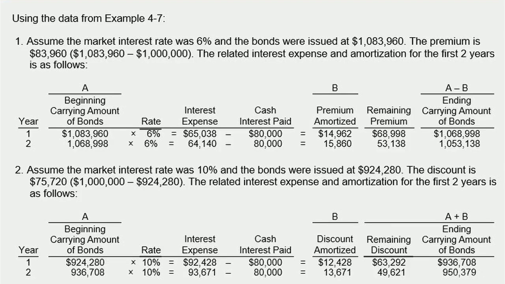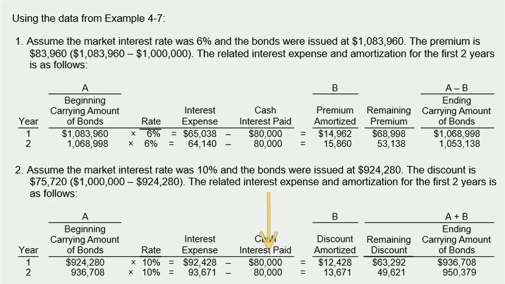Now, let's look at the second table, where the market scenario is inverted. Here, the market rate was 10%, so the $1 million bond had to be sold at a discount, bringing in only $924,280. We start our year one calculation with these new market conditions, a lower initial carrying amount and a higher effective rate of 10%. Multiplying them together reveals a true year one interest expense of $92,428.